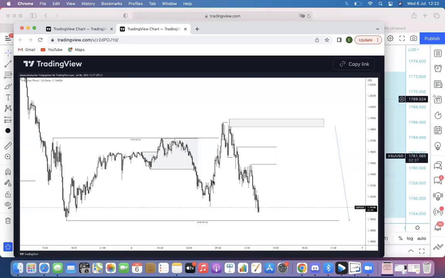We had this change of character here, pullback for a possible entry to catch this move, but this could easily be a fake change of character because the overall bias is bearish, and therefore it's very, very easy that we create a fake change of character, and here we just continue to the downside. Therefore, I didn't take any buy. I kept waiting for my overall sells to play out, but we didn't get an entry.